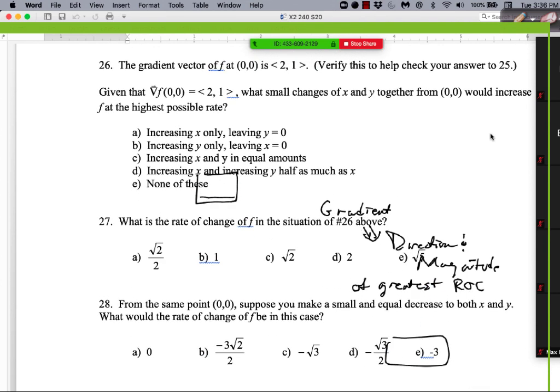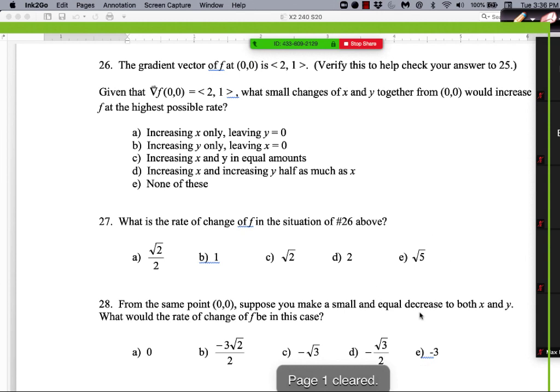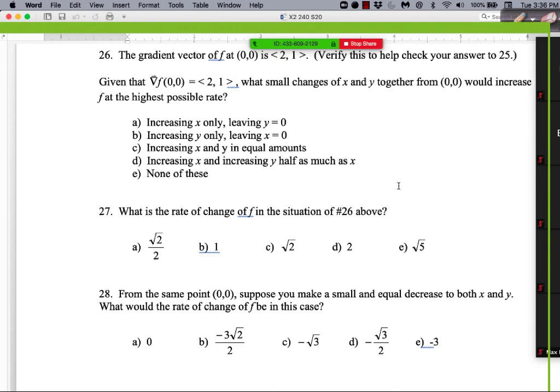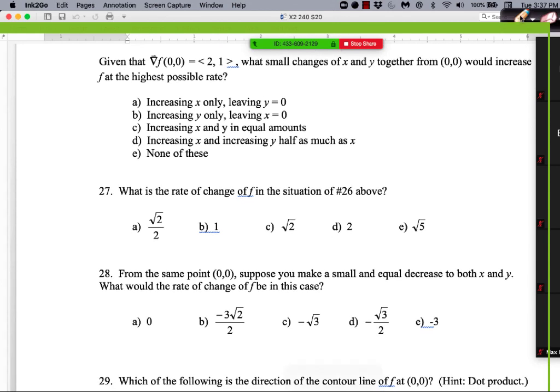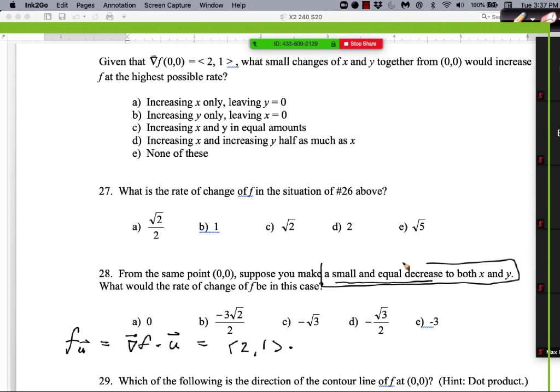From the same point, you make a small and equal decrease to both x and y. What would the rate of change be in that case? So if it's asking for the rate of change in a certain direction, this is asking for a directional derivative. And so that's the gradient, if you remember, dot the unit vector. So our gradient is given as 2, 1. We have that. And we're going to dot that with the unit vector, which we get from this, a small and equal decrease to both x and y. So what unit vector represents a small and equal decrease to both x and y?